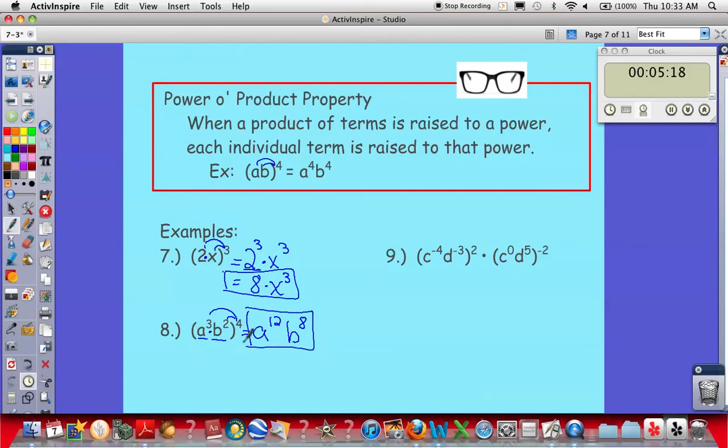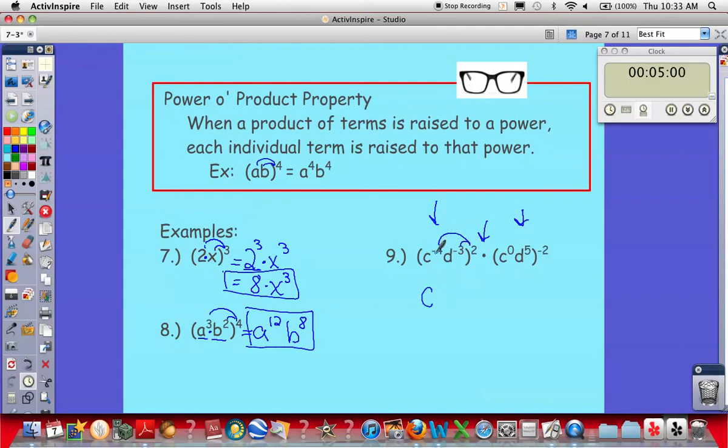Now let's move on to number 9. There's a ton in here, but that's okay. We have a product. We have powers. Let's just take it one step at a time. First, do you think we should multiply or do our exponent? Oh, exponents always come first. So let's distribute our 2 in here.